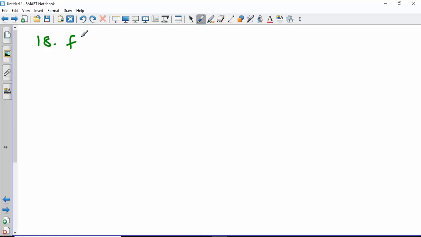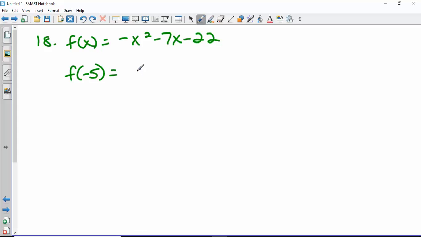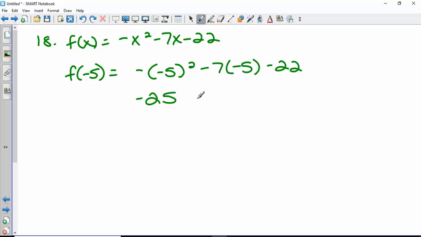So I told you that f of x is -x squared minus 7x minus 22. I asked for f of -5. So that means you replace all of these x's with a -5. So -5 squared is 25, but there's a negative in front of that, so that's -25. -7 times -5 is positive 35 minus 22. So that gives me 10 minus 22 is -12.